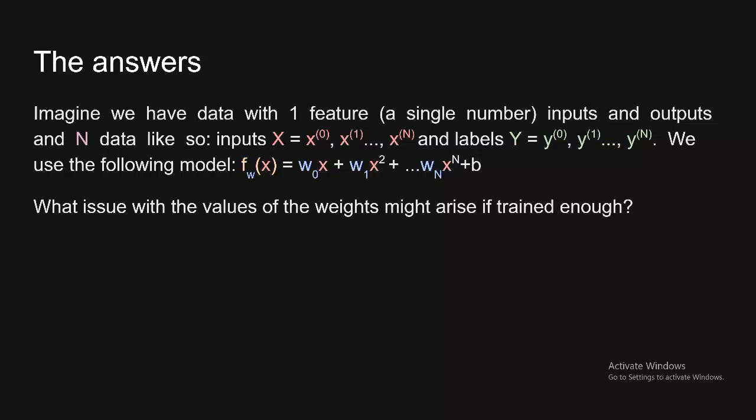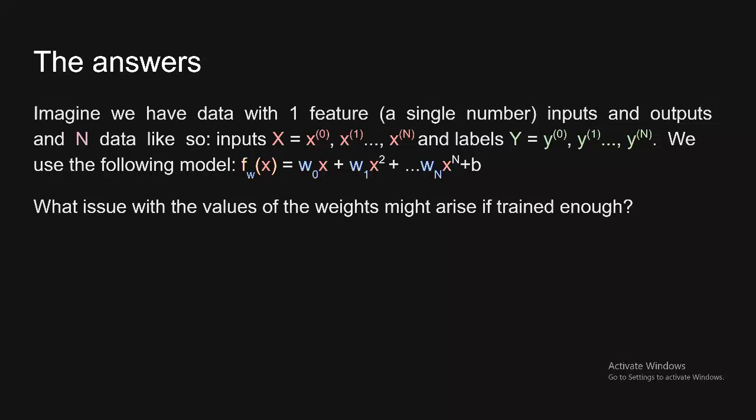So imagine we have data with one feature. So that's just a single data, so it's like these 2D things that we've had before. And with n different data points, we have this model where we're taking different powers up to n of x and multiplying them by weights and adding them. So what is the issue that might come from training this enough, with the values of the weights in particular?